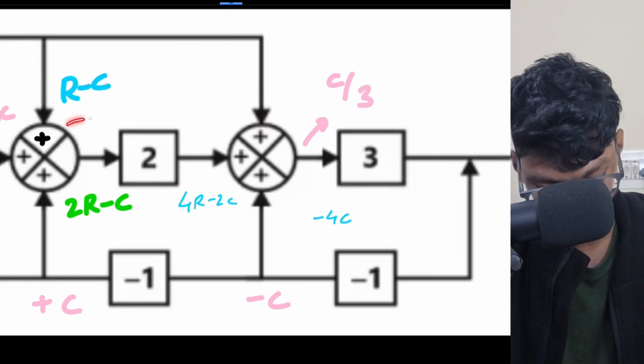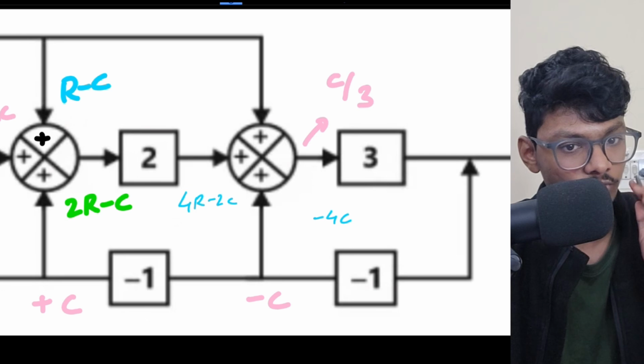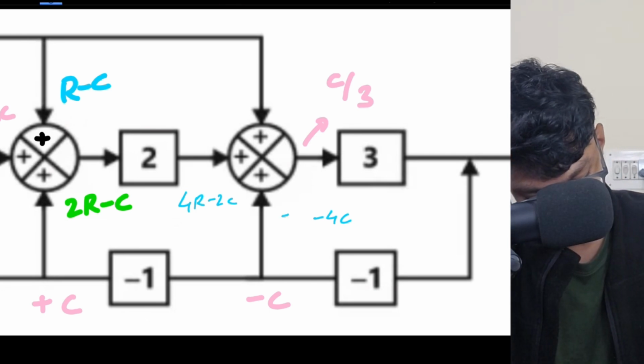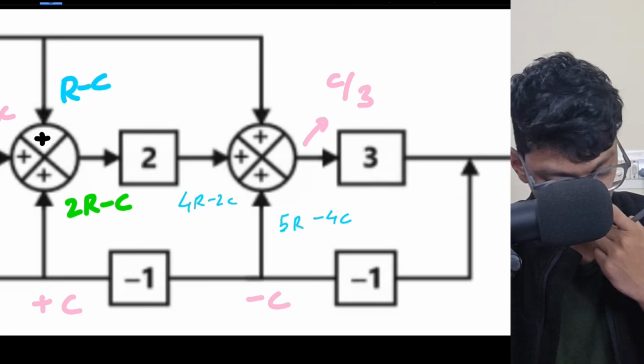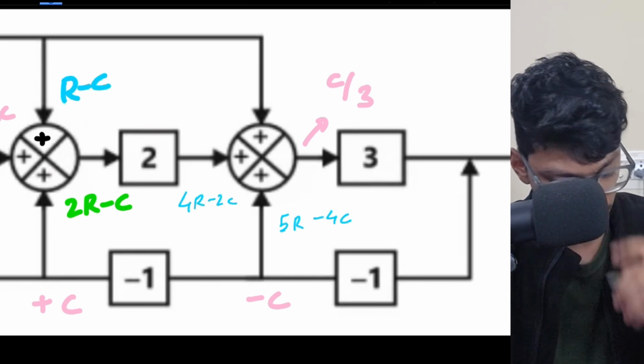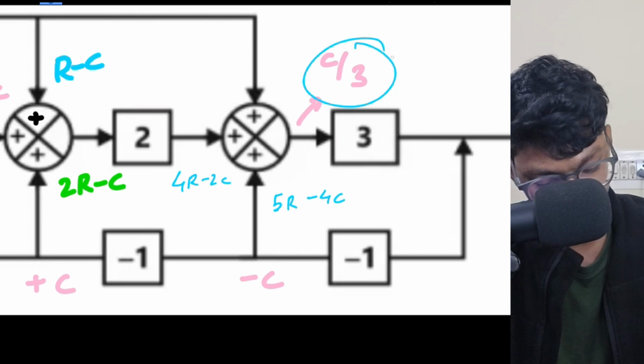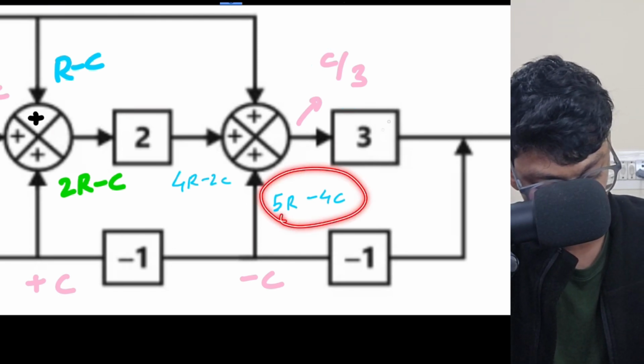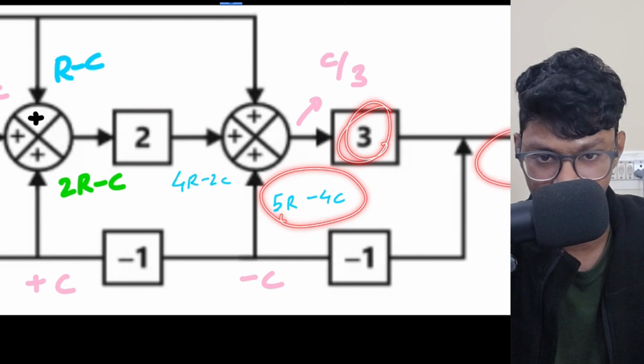So how many R's do I have? 1, 4, 5R. I have a total of 5R. I have 5R minus 4C, correct? Yes, 5R minus 4C. Now this is equal to my C by 3, right? Or you can understand it like this also: this multiplied by this gain 3 block should be equal to C, correct?